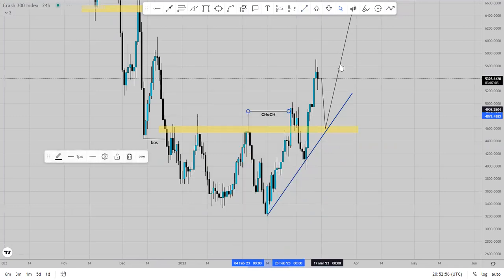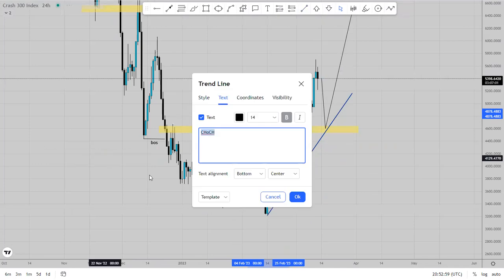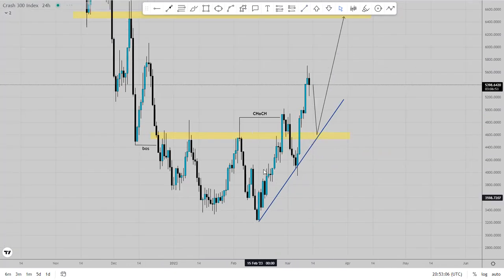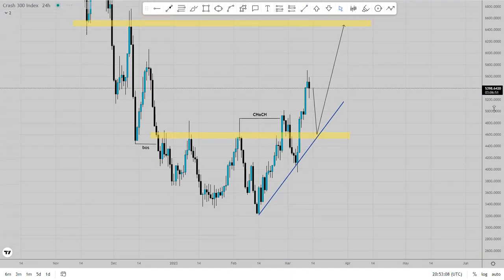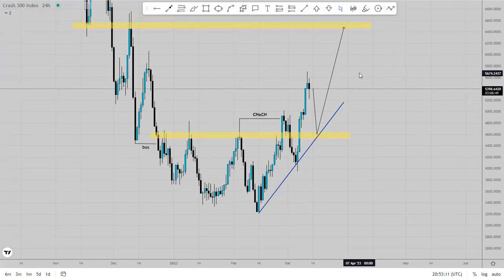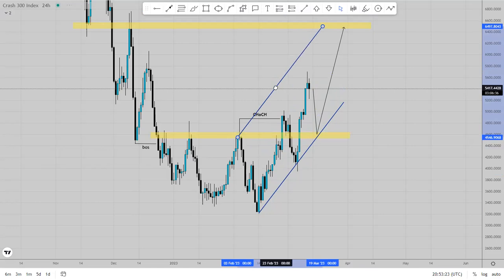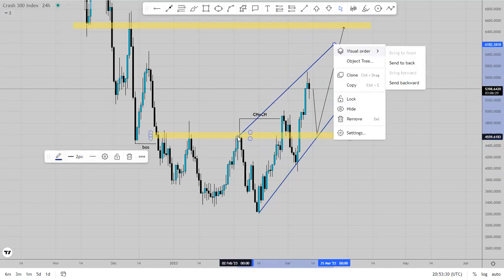So we're all talking the same language, whether you call it a change of character or a shift in market structure, we're all talking about the same stuff. After the change of character, we are now in a bullish market. Being in a bullish market, we always expect bullish movement. So I can clone this, clone it like that, and put it at the top, something like this.